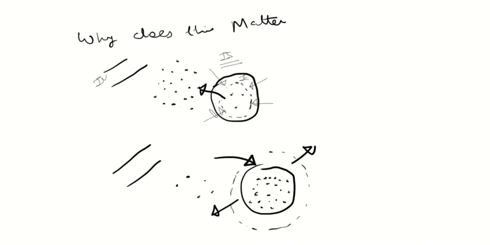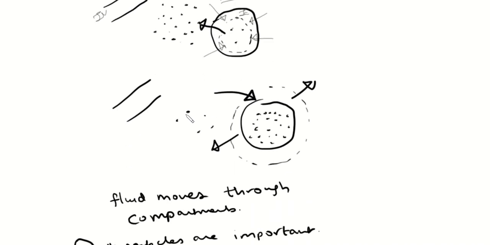Vice versa. Let's take a look at another case. Let's say you have less solutes in the interstitial space and lots of solutes in the intracellular space. What's going to happen? The fluid is going to move inside the cell and the cell's going to swell up or get bigger.